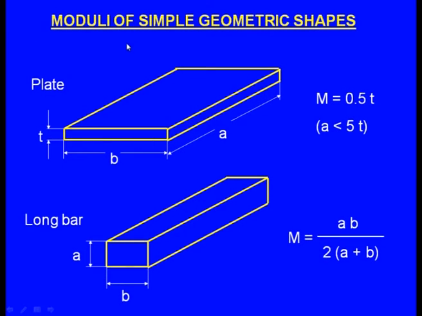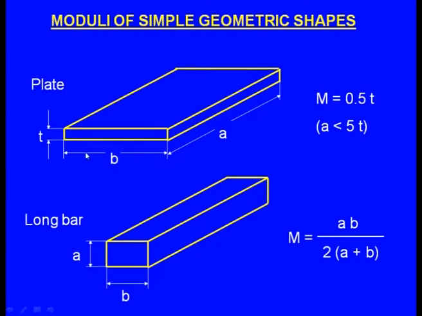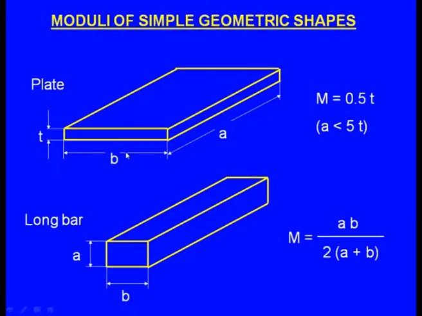So, these are the moduli of simple geometric shapes. This is a plate, a long plate. Its thickness is t, its length is a and its width is b, then the modulus is 0.5 into t. You can see the modulus is in no way connected with the length and the width; it is only dependent on the thickness. Modulus is equal to 0.5 t, where a is greater than 5 t.